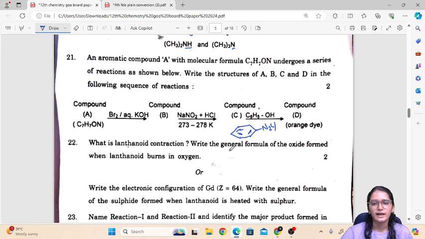The next question is, write the general formula of the oxide formed when lanthanoid burns in oxygen. Now we will take a general lanthanoid, that is Ln. When it burns in O2, we get its oxide, so we get Ln2O3 as the compound. So this is the reaction.